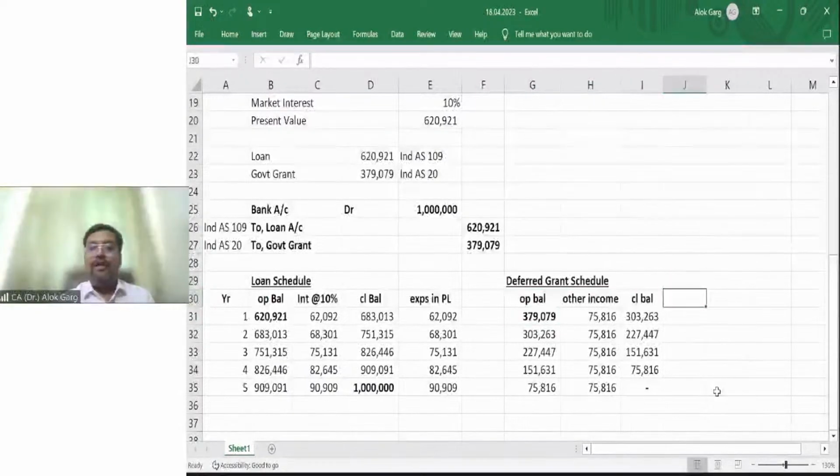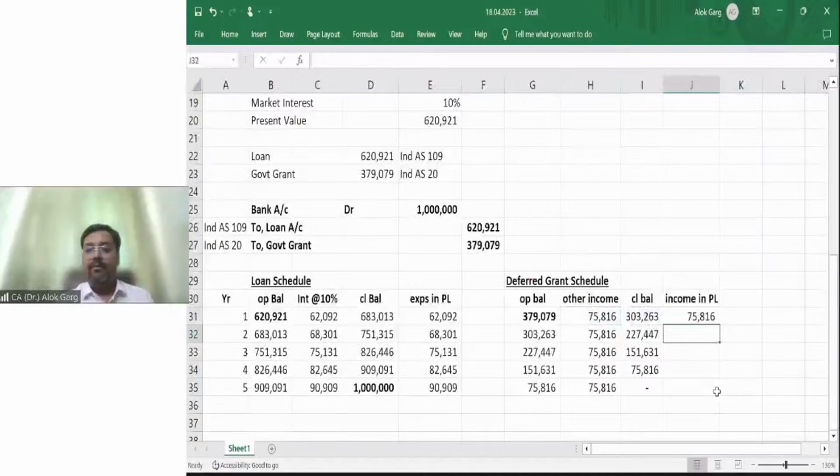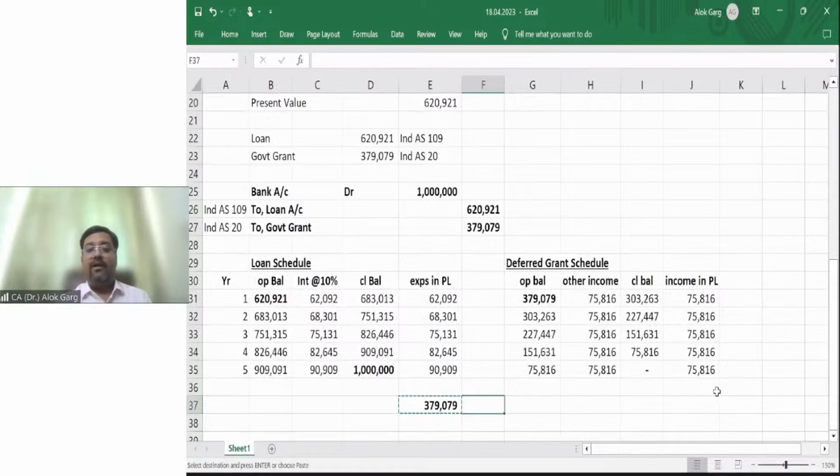Right? Income in the P&L. What is my income in P&L? Expense over a period of 5 years is 79079. My total income over the period of 5 years is 379079.